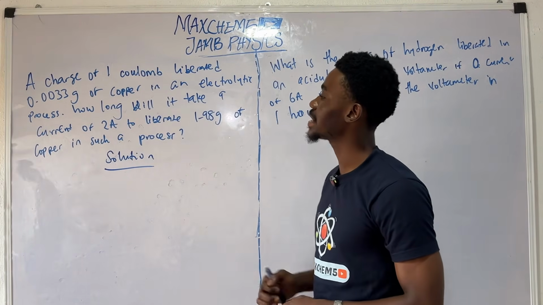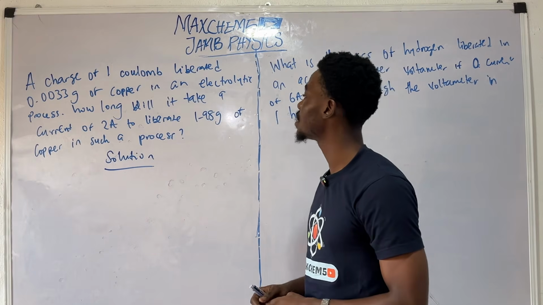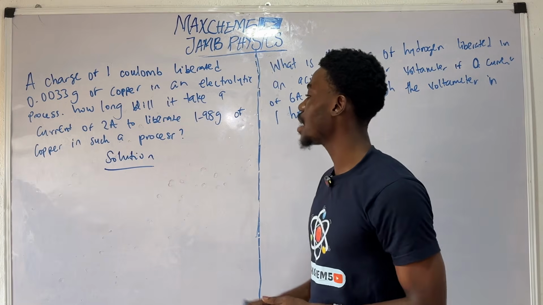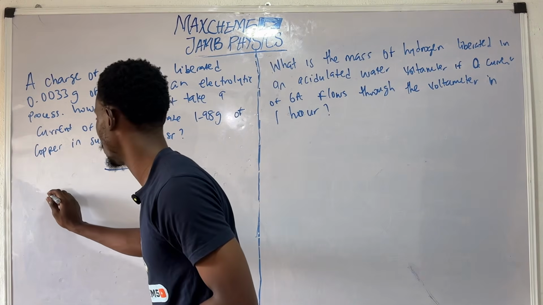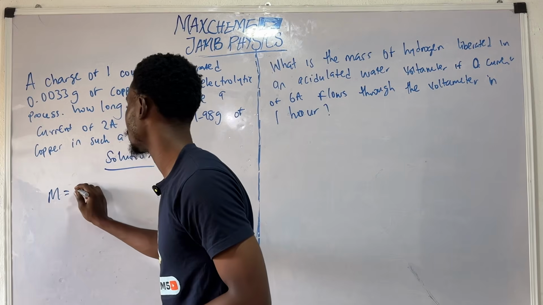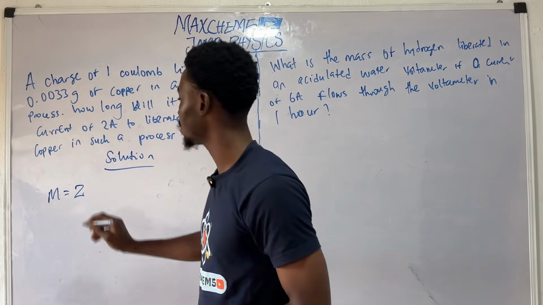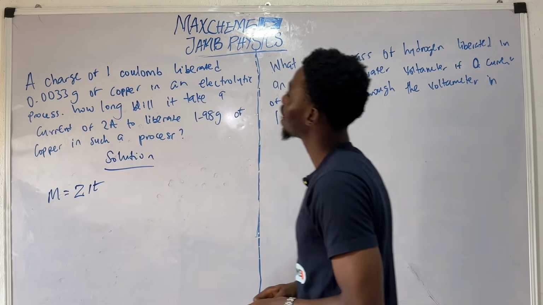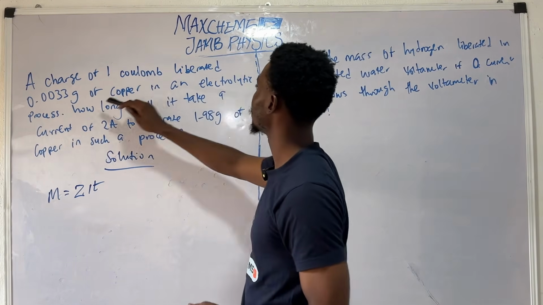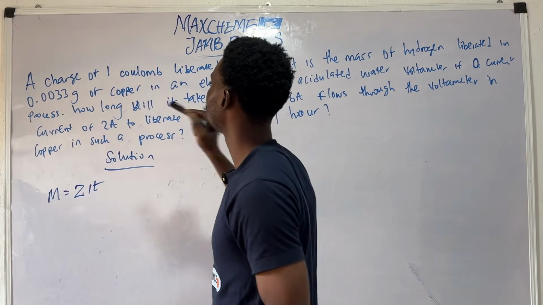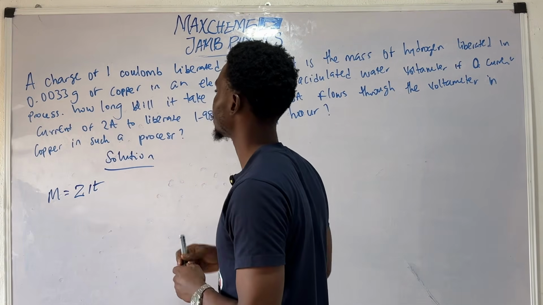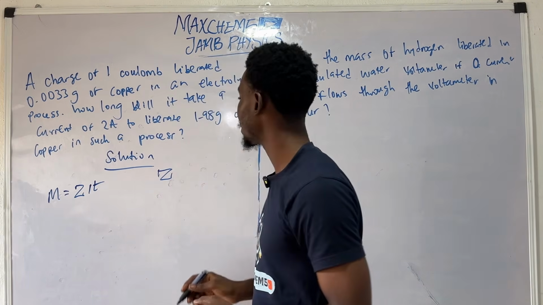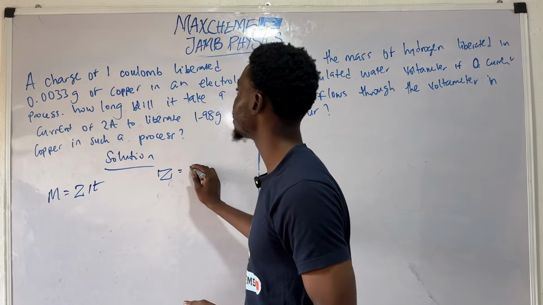How long will it take a current of 2 amperes to liberate 1.98 grams of copper in such a process? Now, if you can recall from Faraday's first law, the mass liberated is directly proportional to the quantity of electricity flowing through the electrolyte. And we have a charge of 1 coulomb liberated by this mass of copper in an electrolytic process.